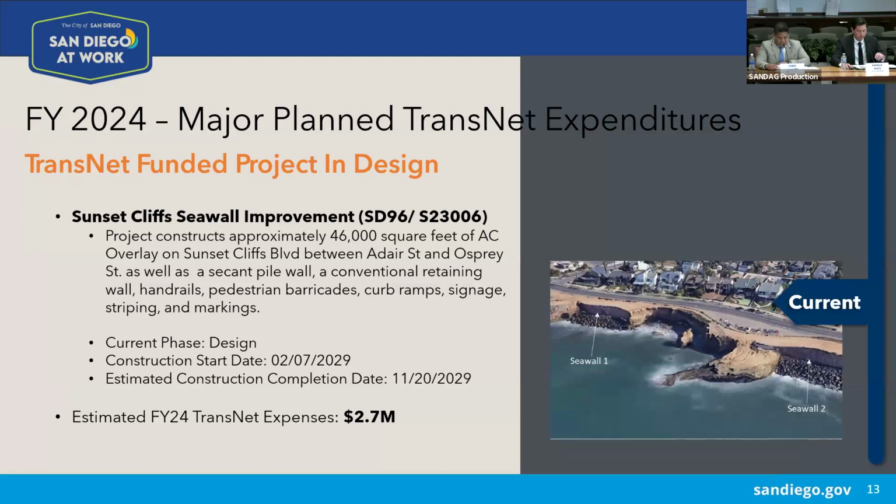The first project, the Sunset Cliffs Seawall Improvement Projects, will construct approximately 46,000 square feet of AC overlay on Sunset Cliffs Boulevard between Adair and Osprey Street, as well as a secant pile wall, a conventional retaining wall, handrails, pedestrian barricades, curb ramps, signage, striping, and markings. This project is currently in design and anticipates to go into construction in February of 2029. This fiscal year, the project anticipates to encumber $2.7 million of TransNet funding.